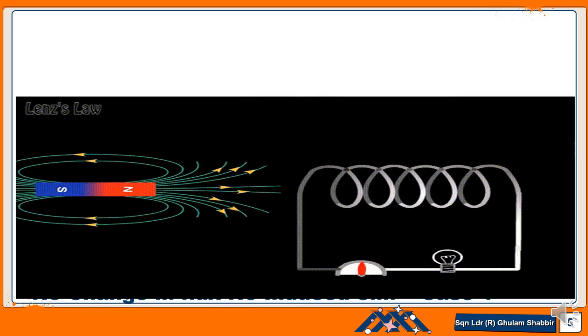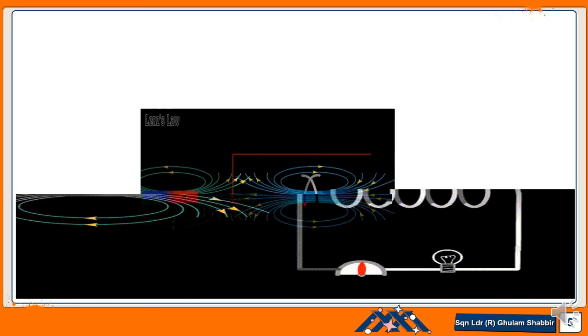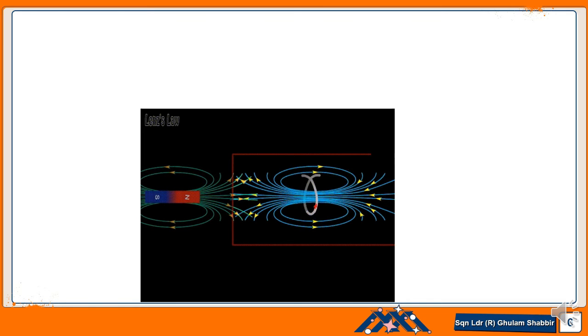Now in case number 1, there is no change in the flux, no induced EMF, when the coil and the bar are at rest. There is no relative motion. No magnet bar is moving towards or away from the coil, and no coil is moving towards or away from the magnet bar. So there is no relative motion, and no induced EMF according to Faraday's law.